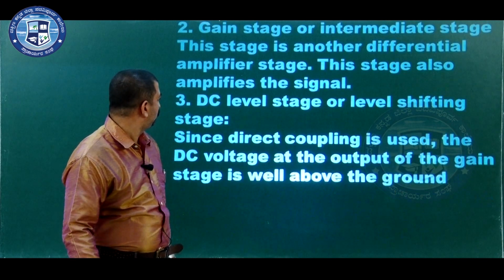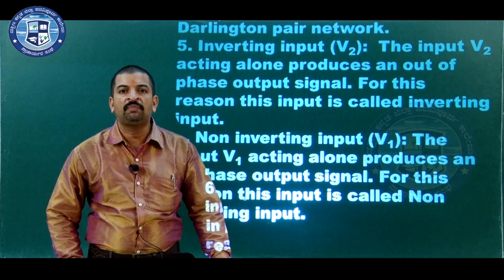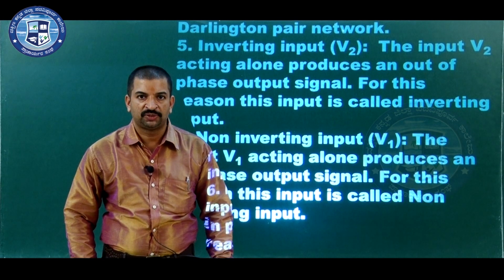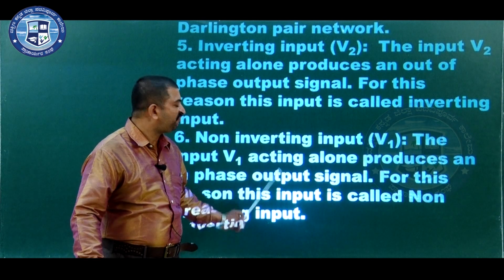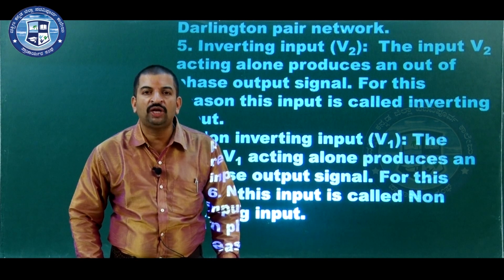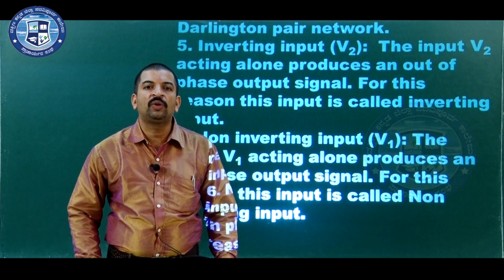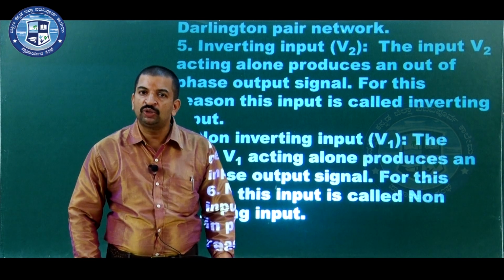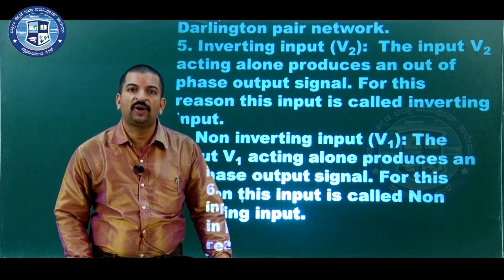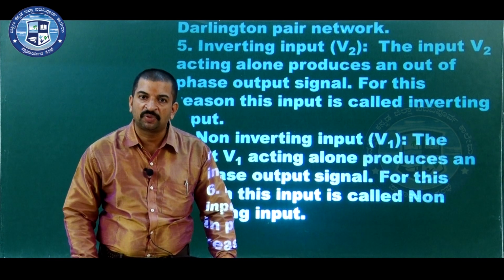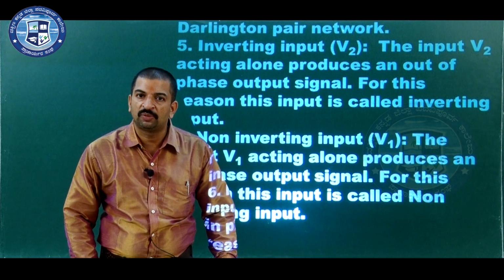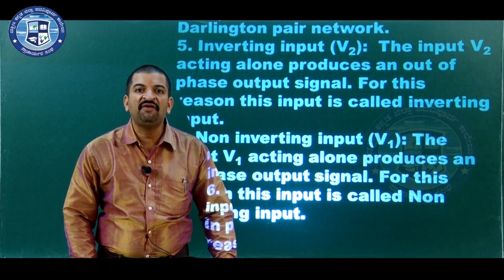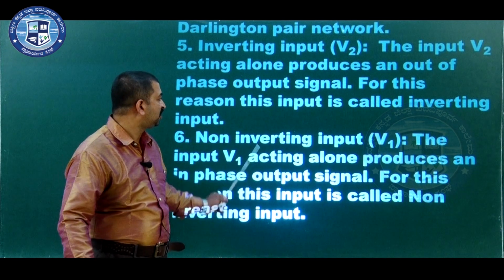Now, there are two inputs. These inputs are marked as the inverting input and the non-inverting input. Now, why do we call these inputs inverting and non-inverting inputs? Consider the non-inverting input. If the input signal is applied to the non-inverting input terminal of the op amp, then the output signal will be in phase with the input signal. That means, when we apply the positive half cycle of the input signal to the non-inverting input, then the output signal will be the positive half cycle. And when we apply the negative half cycle, the output signal will also be the negative half cycle. So, the non-inverting input V1 alone produces an in-phase output signal. For this reason, this input is called the non-inverting input.